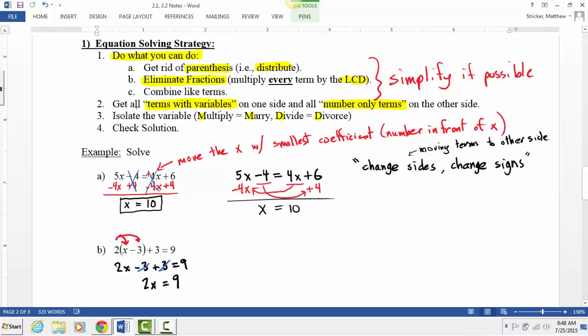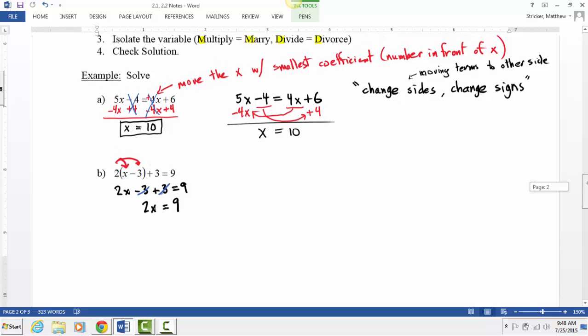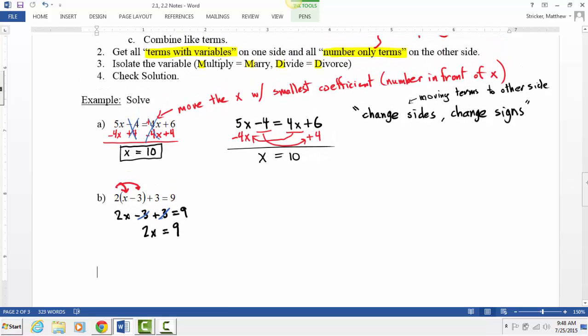Now, if we move on to step 2, it says get all the terms with variables on one side and numbers only on the other side. We have done that already. We have x's on the left and numbers on the right, so we're good there. We can now do step 3 where it says isolate the variable.